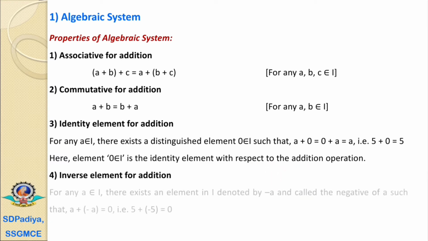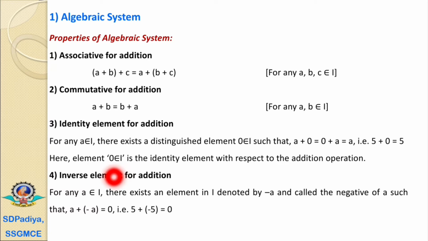The next is the inverse element. When we perform the addition of the element and its inverse element, your result must be 0. And if it is 0, then we consider that this element is an inverse element. For example, if we have 5 and minus 5, then minus 5 is an inverse element of 5 as well. The 5 is an inverse element of minus 5.